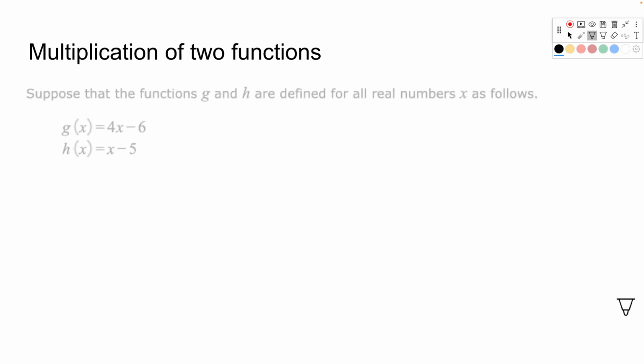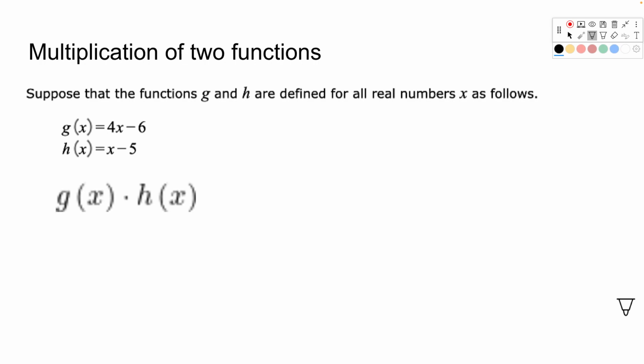Multiplication of two functions. So here we have g of x and h of x, and now we want to multiply the two functions together. Again, the key part is we're going to need parentheses around these. So g of x is the first one, 4x minus 6. h of x is the second one, x minus 5. And in a sense, we're sort of done. This is the multiplication. We haven't simplified it yet, but if we were to plug this in a graphing calculator, we would see the graph of what we need to see.